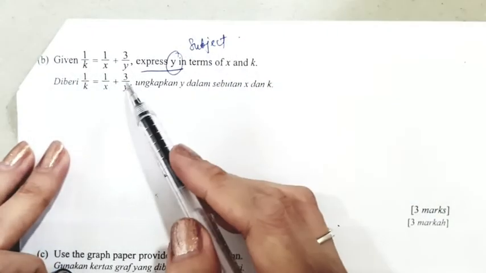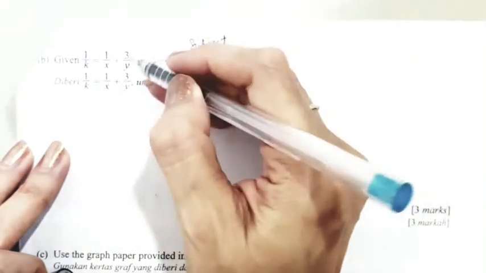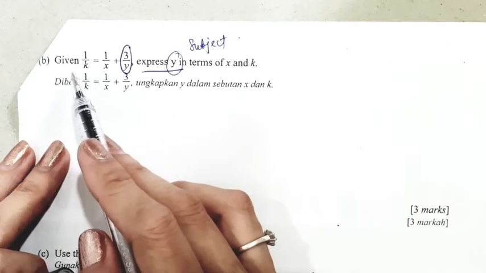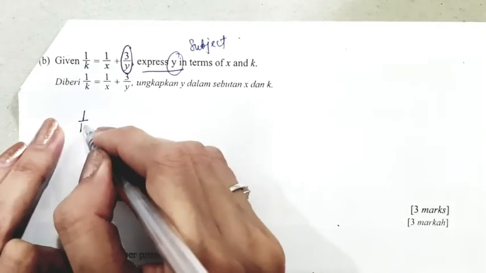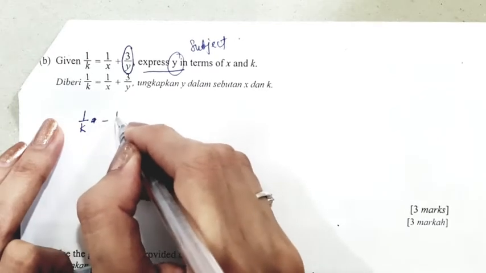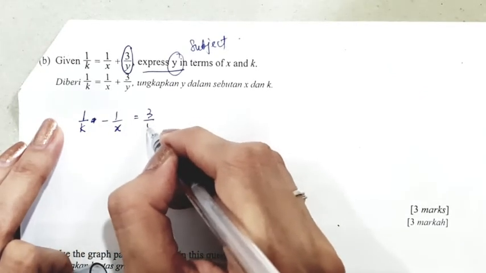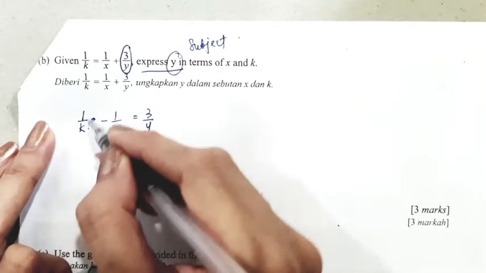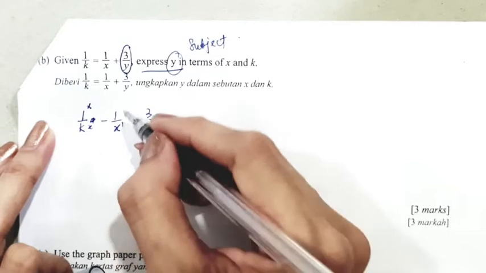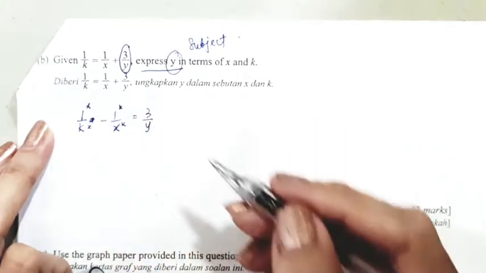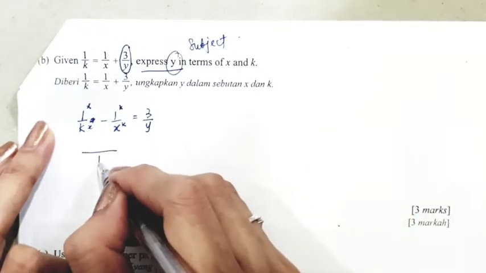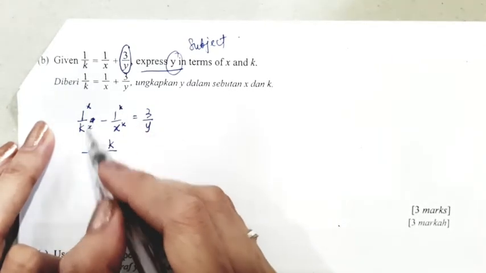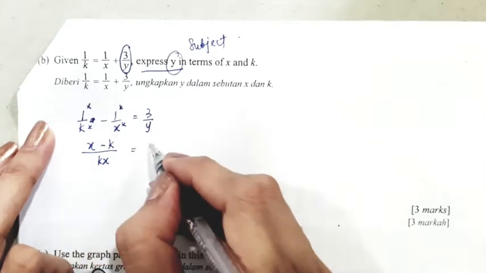So in this case, my y is actually in this second term over here. So let's move this term, the 1 over x, to the other side first. So 1 over k minus 1 over x will equal to 3 over y. So let's solve this one. Combine these two fractions. Find the lowest common multiple so that both will have the same denominator. Once the denominator is equal, then we can combine the numerator. So 1 times x is x, minus 1 times k is k. So equals to 3 over y.